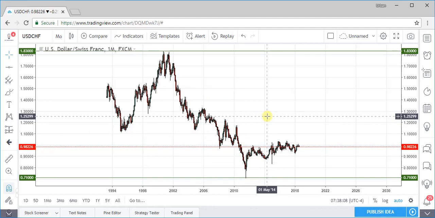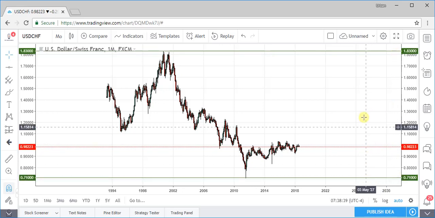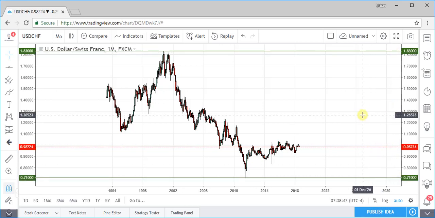All right. Now, looking at this data, let's take our calculator. 1.8300 minus 0.7100 is 1.12. Okay, so the distance between here to here is a full 1.12.